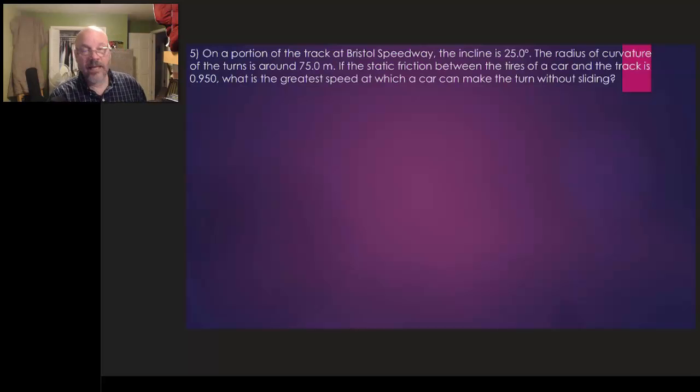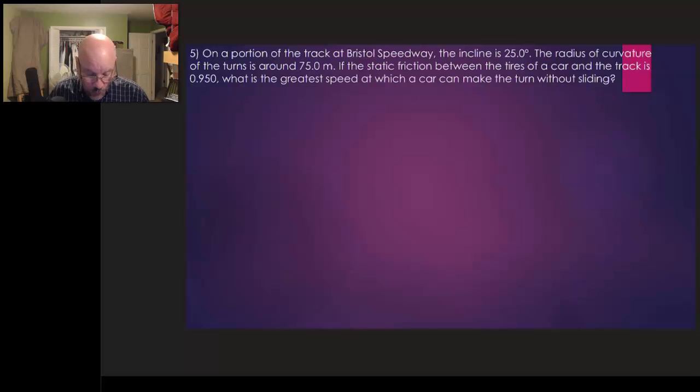All right, so here is a fun NASCAR problem. The Motor Speedway up in Bristol is known for two things. One, that it's a short track and it's very fast. And it's also very steep. And so what I'd like to know here is, what's the fastest that a car could go around one of the turns at Bristol?